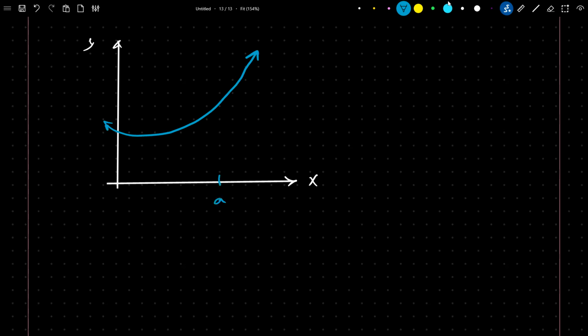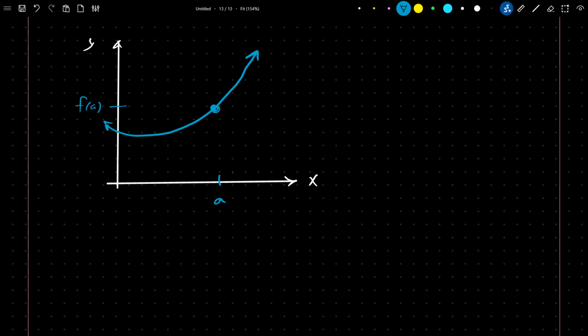We'll call it A. And then what we're doing is we're seeing, okay, here's A. Here is f of A. And actually, this f of A is a little bit high. Make it lower. Okay, so here's f of A.